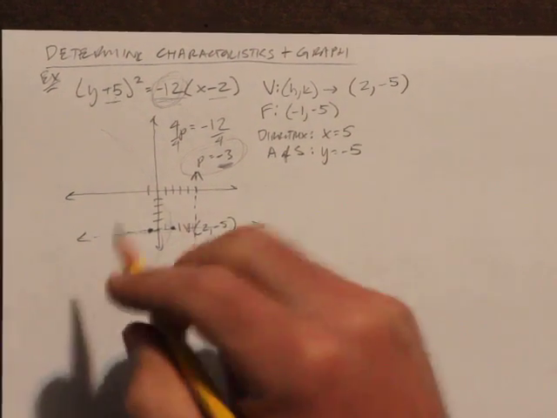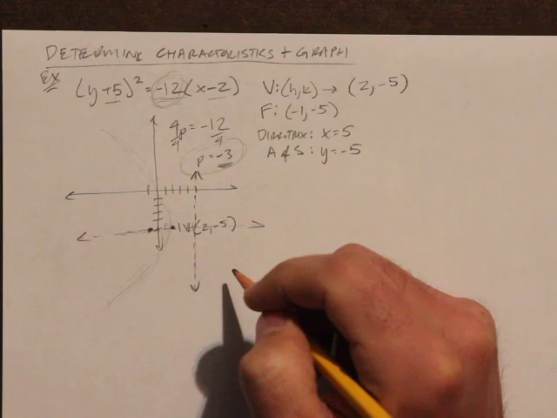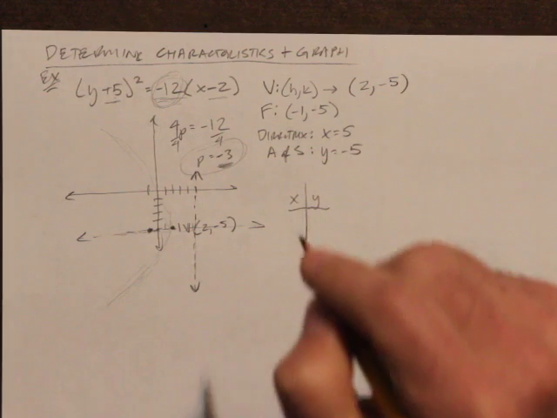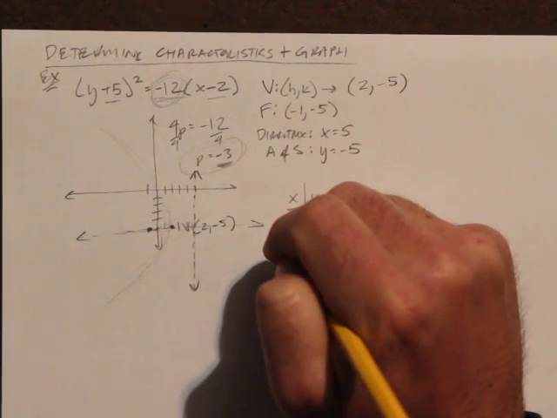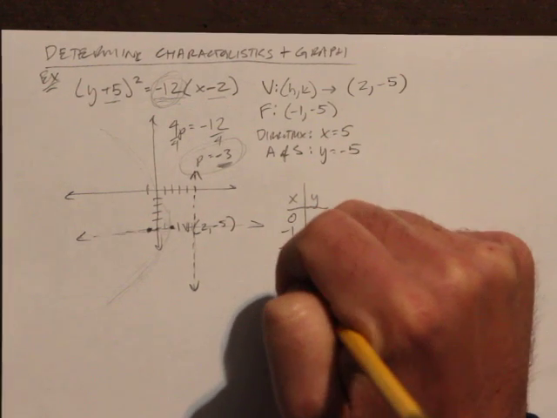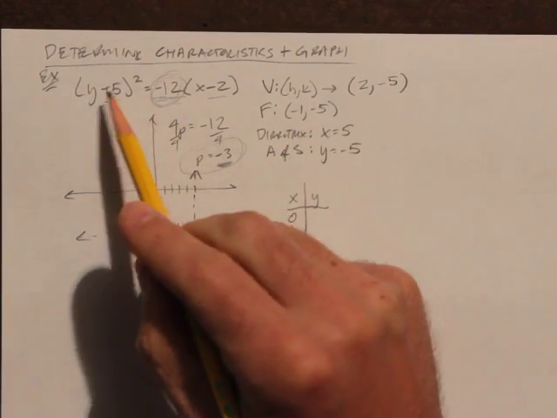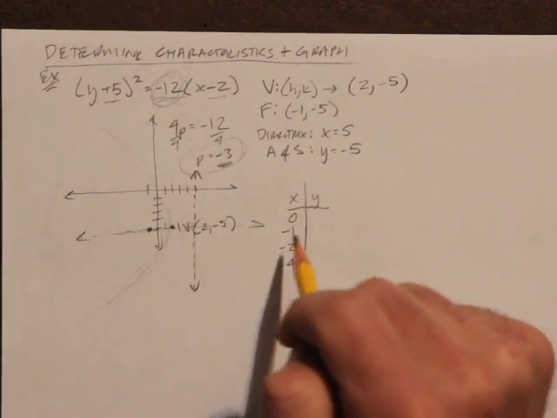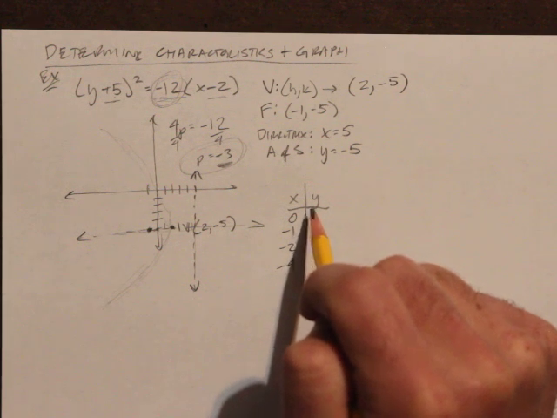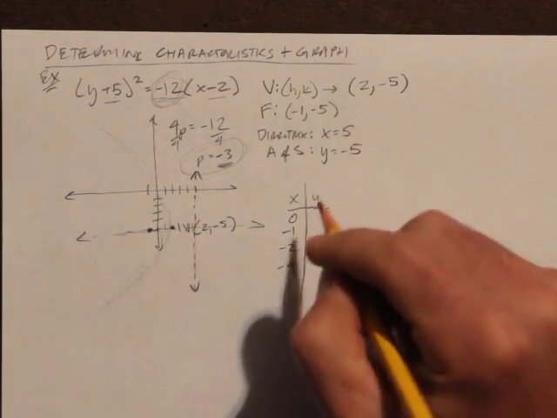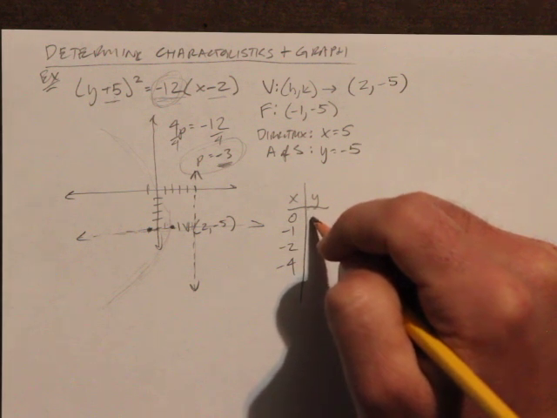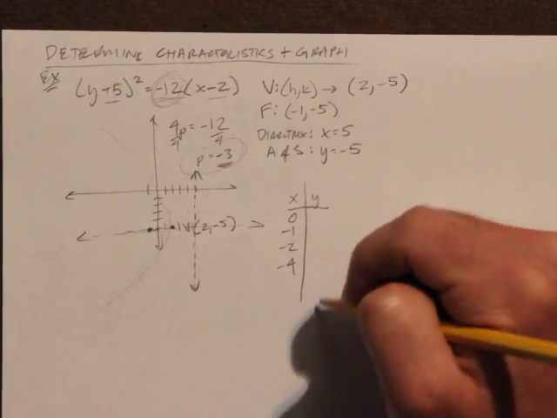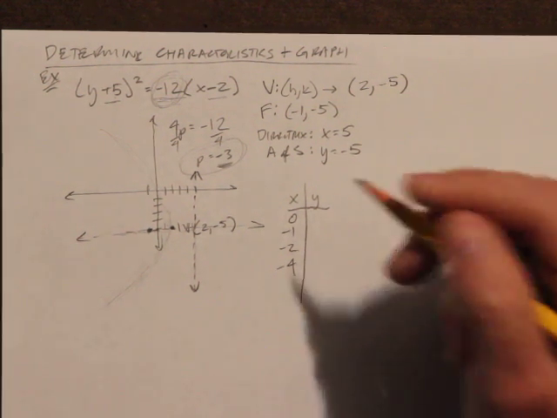Now the only thing left to do is a t-table to see how this parabola is shaped. I'm putting x values and y values here. I'm plugging in some values for x: 0, -1, -2, -4. If I plug these values into my original equation, I can find my y values. You're going to end up with 2 y values for each of these x values. I'm going to plug in 0 and show you what I mean, and then I'll fill in the rest of the y values.